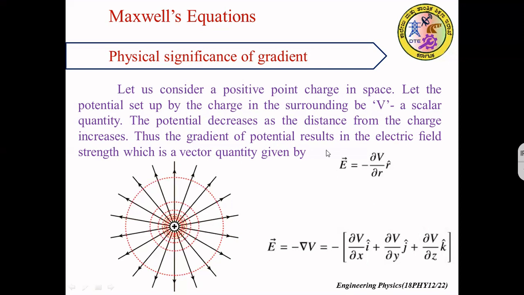So that is mathematically written here as E is equal to minus dV by dr r-cap. This is the rate of change of potential. This is in polar coordinate system, and r-cap represents the direction of the radius. It is outward. And we have a minus sign here. The minus sign indicates that potential decreases with increase in distance. This is in the polar coordinate form.